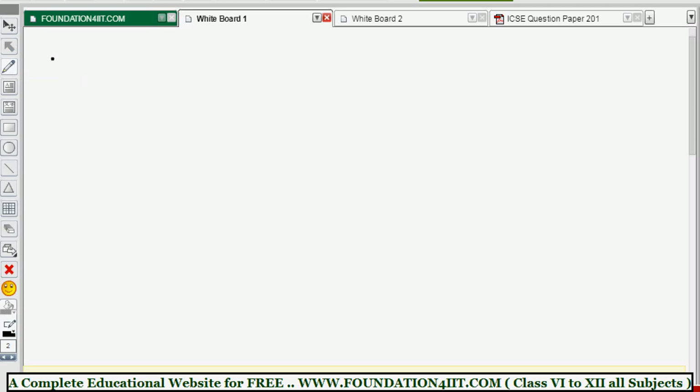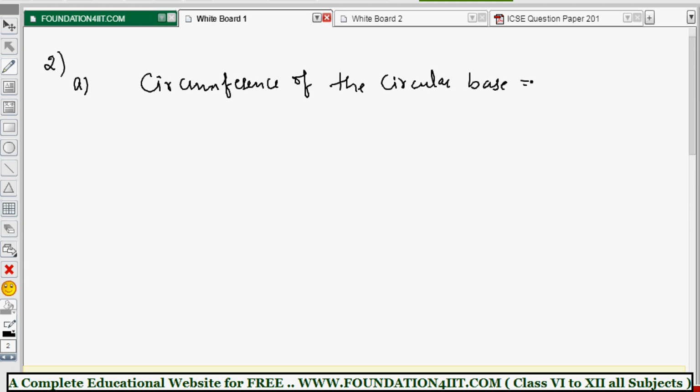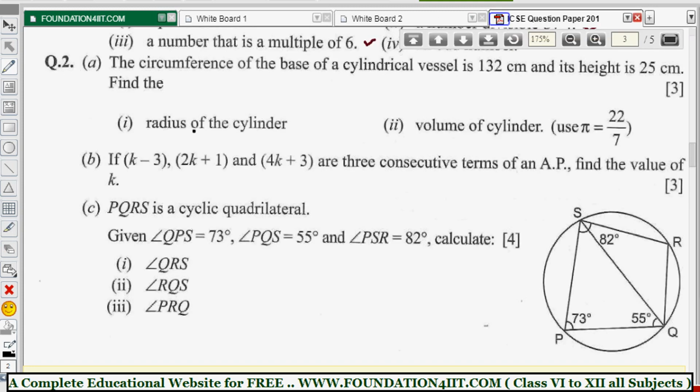Take the circumference of the circular base, which is given. The value is 132 centimeters. We know the formula for the circumference of a circle, that is 2 pi r, right? So 2 pi r is 132 centimeters. Using this you can find out the first part, which is the radius of the cylinder.